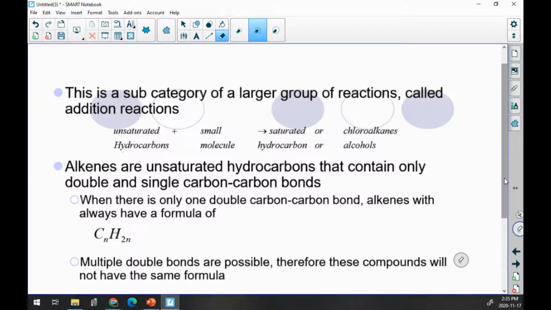Now, as I said, they're the larger category. We can get a saturated hydrocarbon, as we just talked about, a chloroalkane, which we'll talk about later, or an alcohol. But none of those have the same number of double or triple bonds that they had previously. We've broken at least one, possibly all, of the double or triple bonds to form an unsaturated molecule or a less saturated molecule. So we'll spend a little more time on addition reactions later.